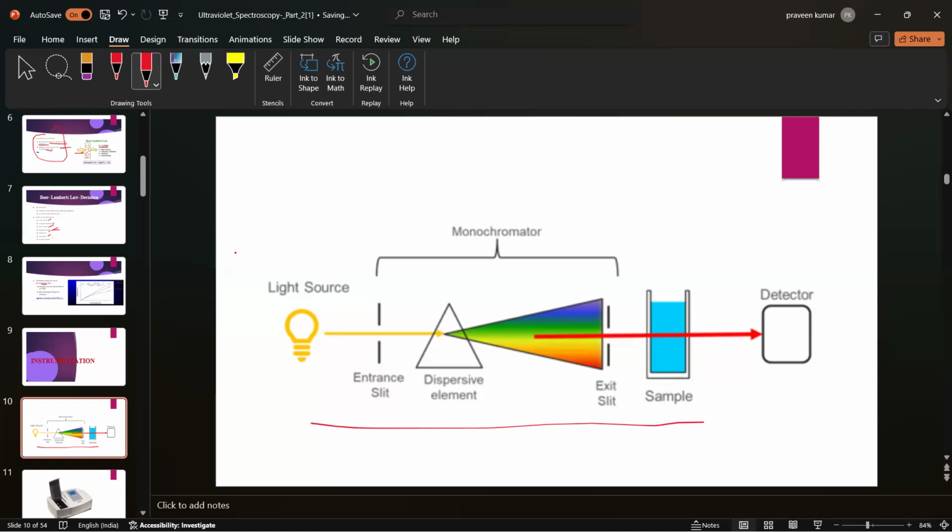So what is the material of construction of the gratings? The gratings are made up of aluminium. Great, Satvika, great. And the sample holder is made up of quartz. Quartz is nothing but fused silica. Great, Vivek, great.